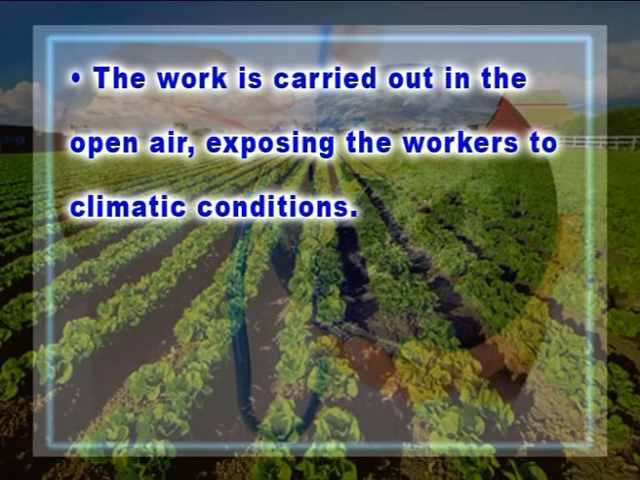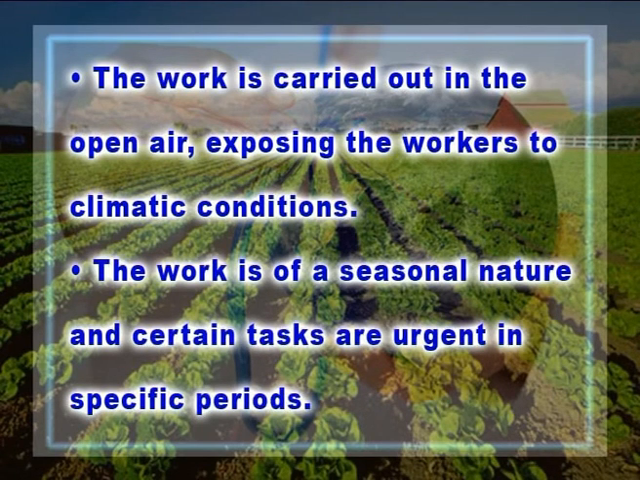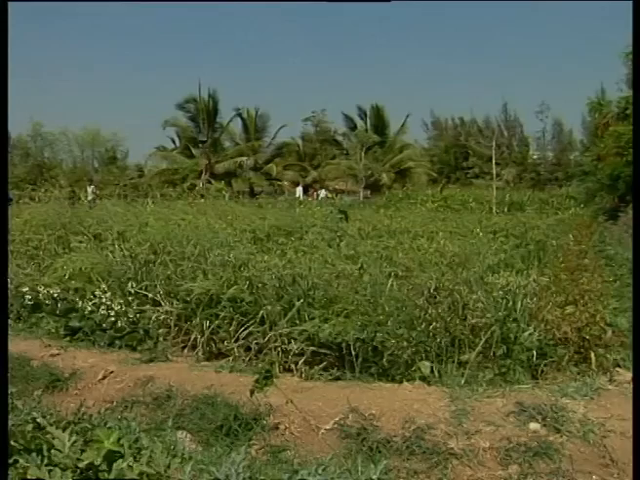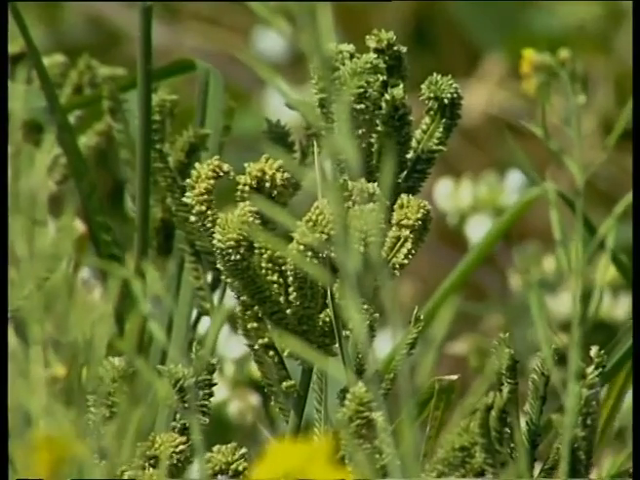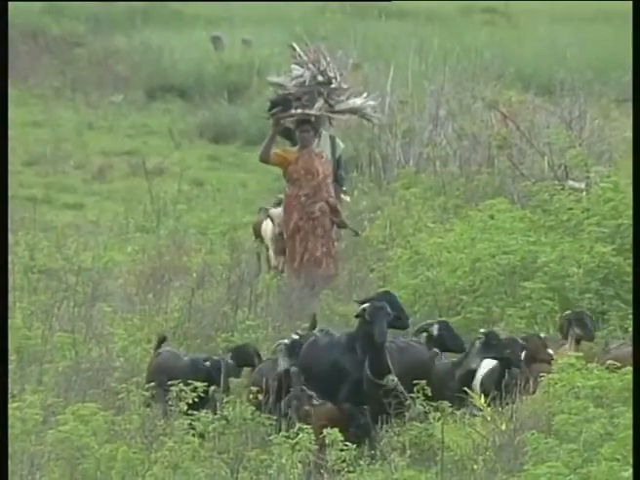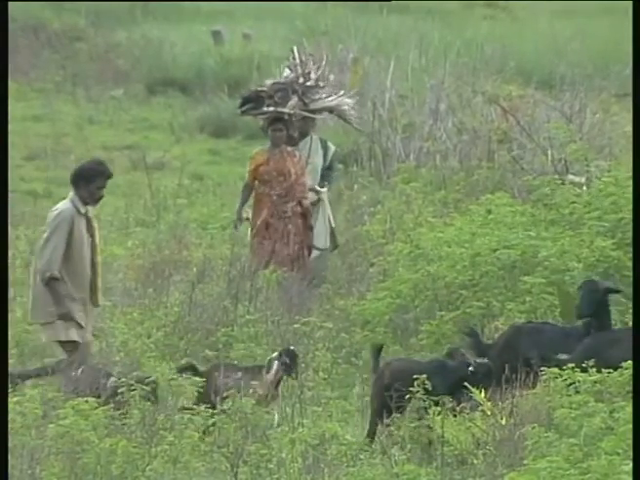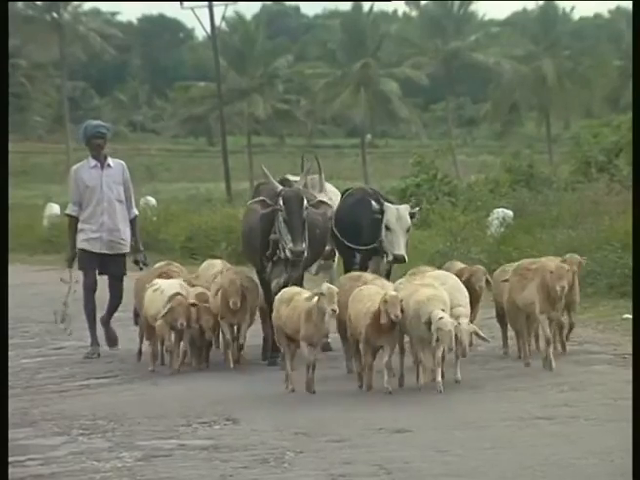The variable working conditions in agriculture can be compressed into some specific features which increase the risk of occupational accidents. They are: the work is carried out in the open air, exposing the workers to climatic conditions. The work is of a seasonal nature and certain tasks are urgent in specific periods. A variety of tasks must be performed by the same person. There is great variation in working postures and the length of the task performed. Contact with animals and plants brings exposure to bites, infections, allergies and other health problems.